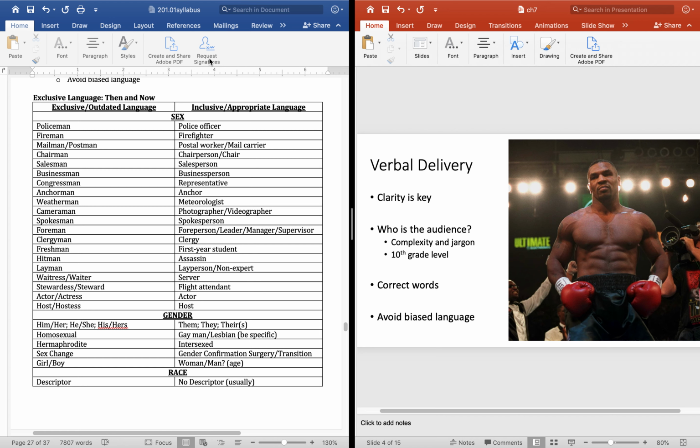But I think in our speaking situations, we need to be very cautious about how we approach that. You've got the outdated hermaphrodite, which is when you're born with maybe both sets of sex organs, that's intersexed. A sex change, gender confirmation surgery, or a transition. Girl, boy, woman, man. Now, that's on there because of the age factor.